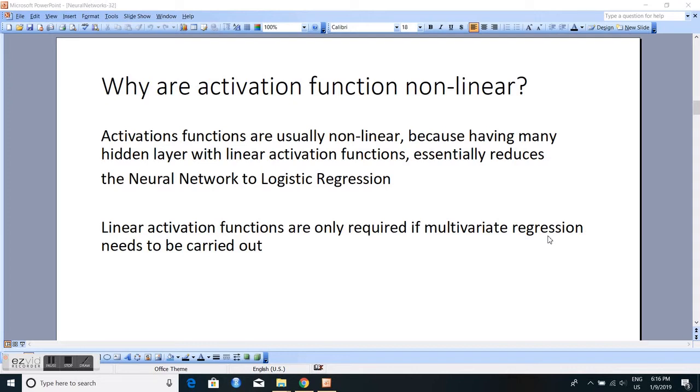And this can be shown very easily. Hence it is necessary that the activation functions be nonlinear. However, there is a case where you may need to use linear activation functions, that is if you are trying to use a neural network for multivariate regression.